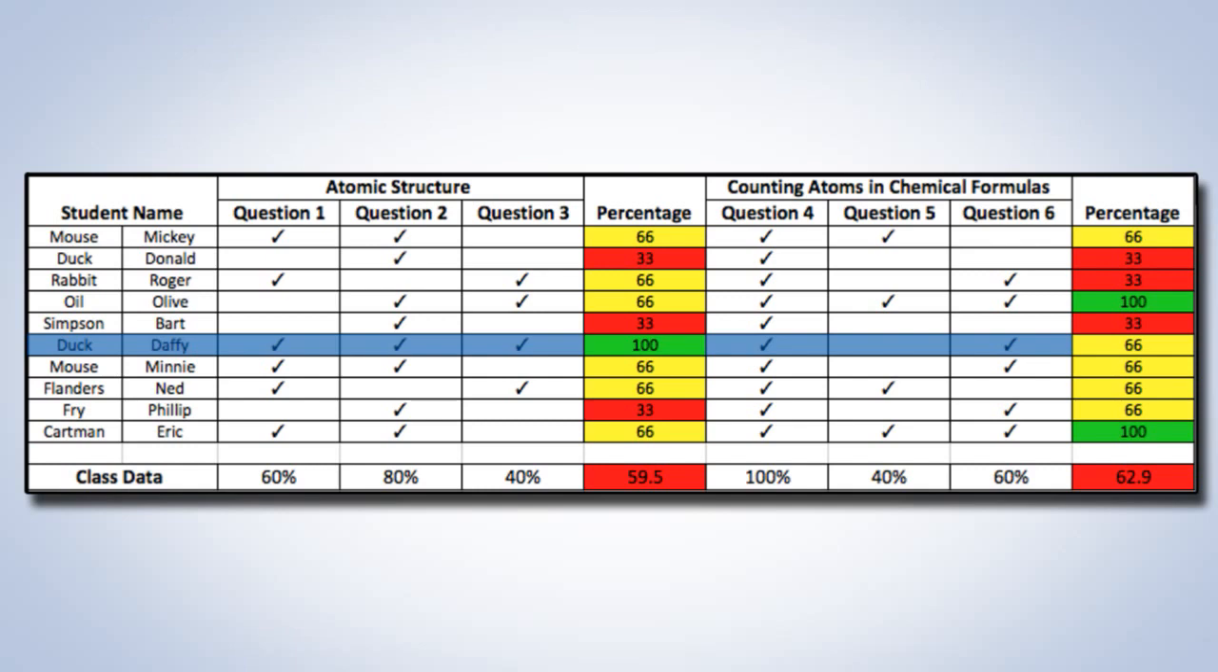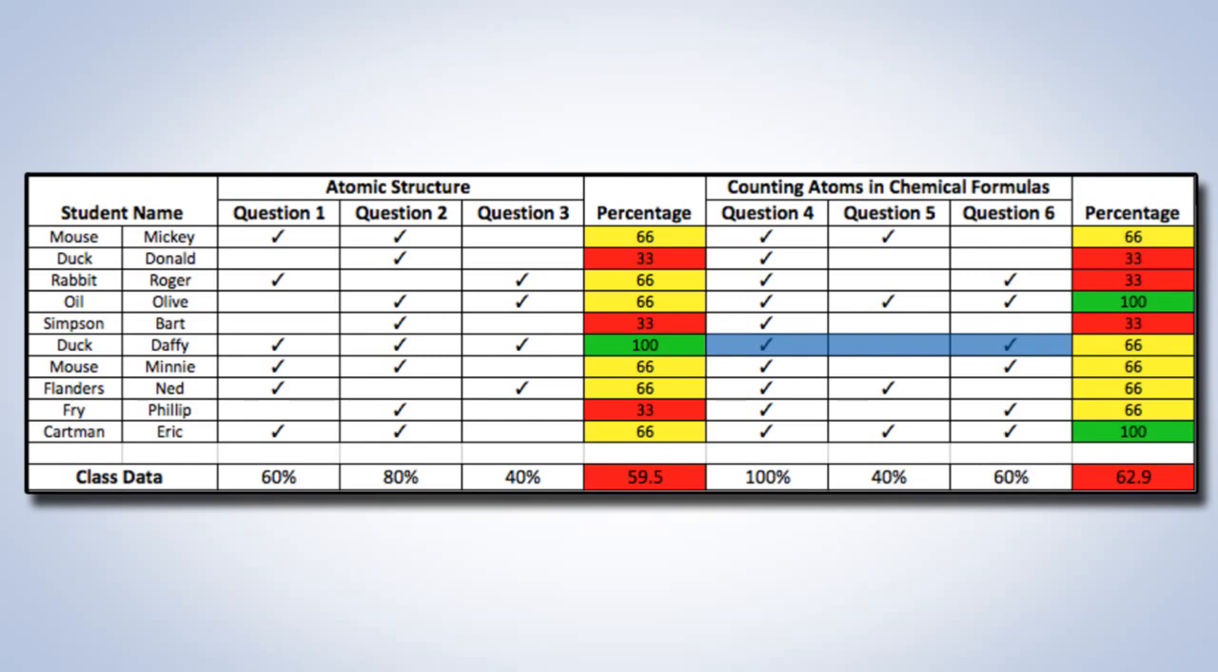Looking across the row, I see that he got all 3 of the questions on atomic structure right. So I color-coded that green, because he did very well, and 100% is as good as we can expect. So I'm pretty confident in Daffy Duck's skills describing the structure of atoms. Then I'm looking at the other standard, counting atoms in a chemical formula, and Daffy Duck got 2 of 3, which isn't bad, but it's not quite as good. So I would begin to question, how are we doing in that particular objective?